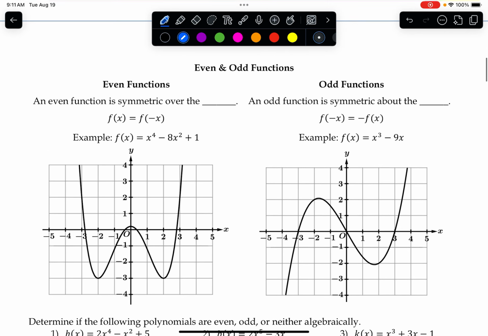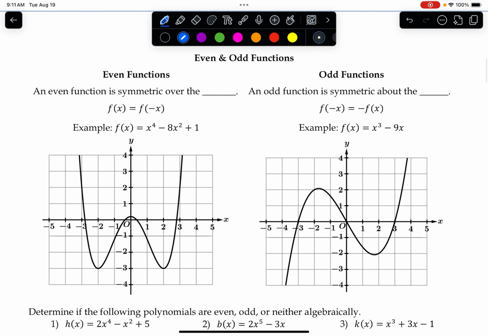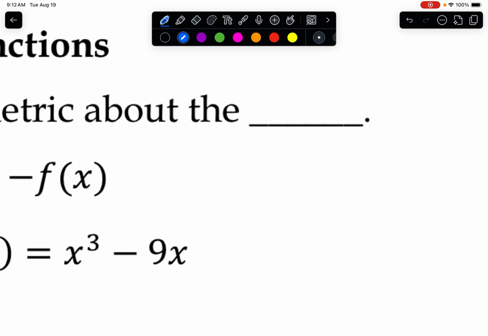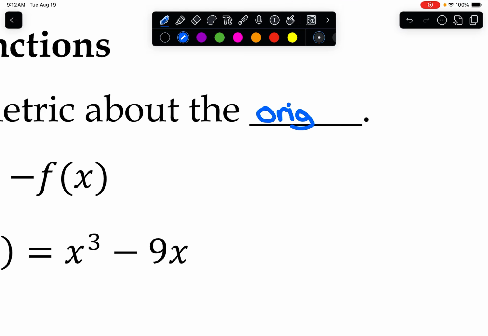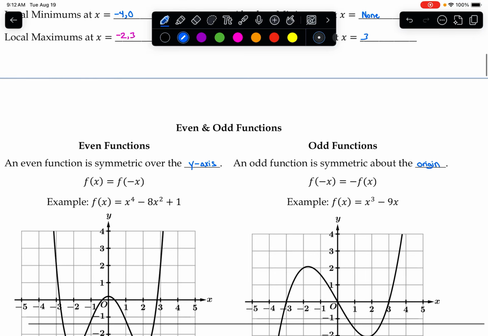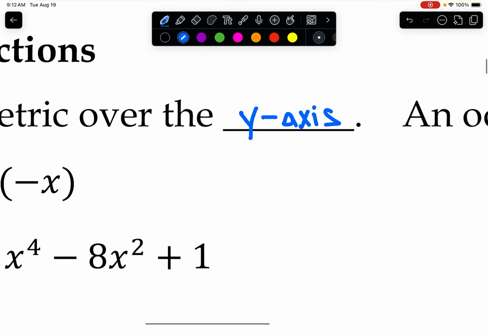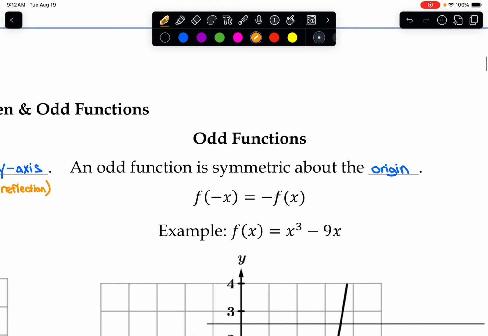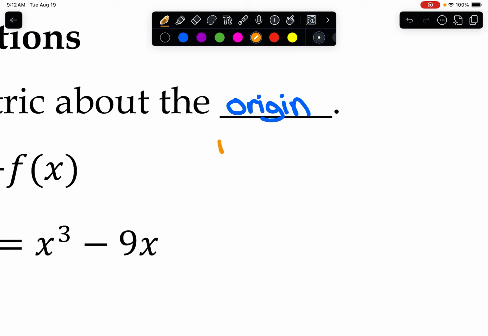Okay, moving on. So now we're going to look at even and odd functions. With even and odd functions, these are going to deal with symmetry. An even function is going to be symmetric over the y-axis, and an odd function would be symmetric about the origin. With even functions, I like to think of it as kind of a reflection, whereas for odd functions, I think of this as rotational symmetry.